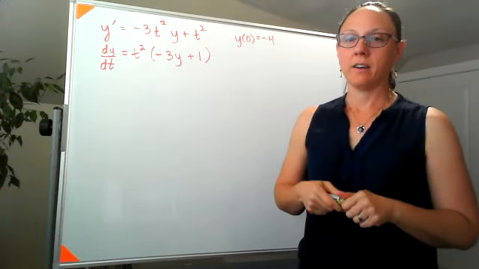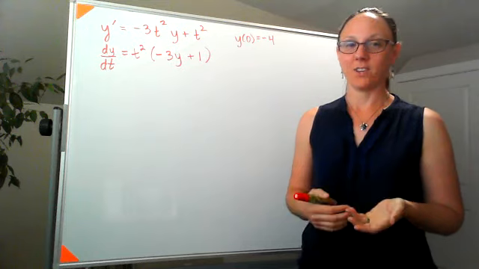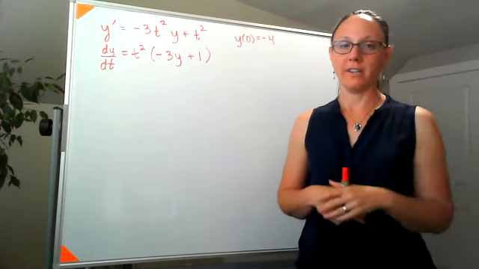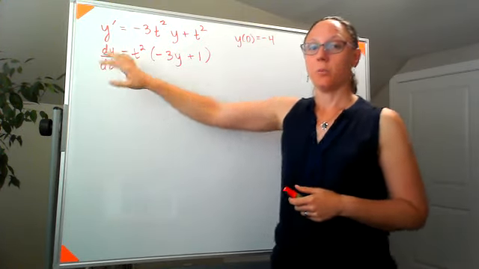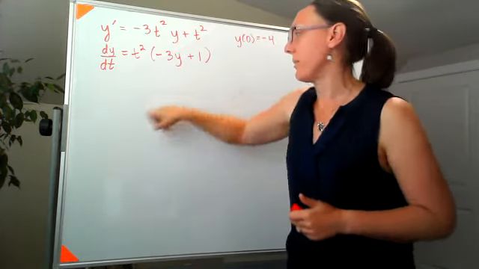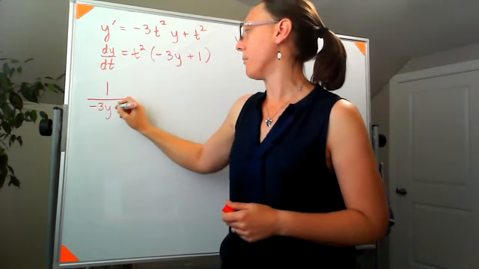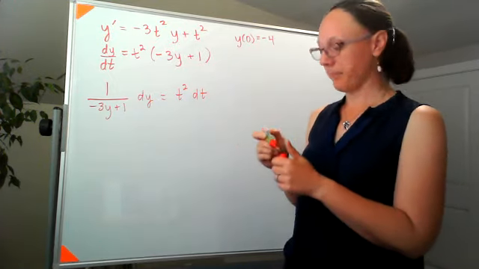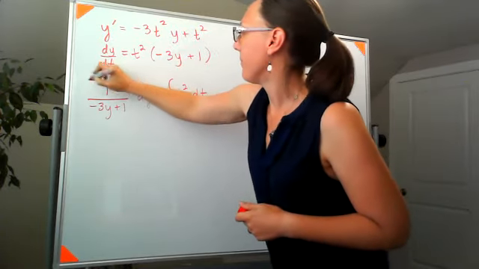When I do that, we now do not get a choice of which side of the equation the y's go on and t's go on. We can't integrate something with a 1 over dt or a 1 over dy. So my only option is to multiply both sides by dt, which means my t's should be on the right and my y's should be on the left. So I'm going to divide this over and have 1 over negative 3y plus 1 dy is equal to t squared dt. Now that we've separated this, we can go ahead and integrate.